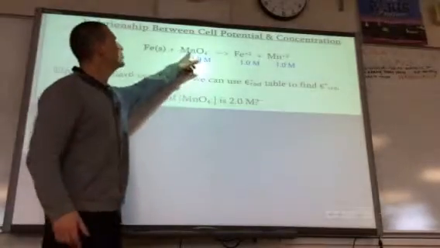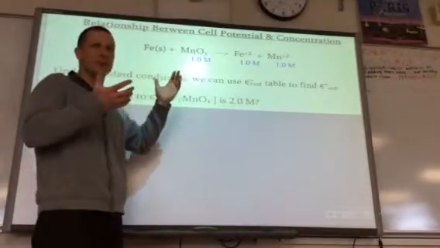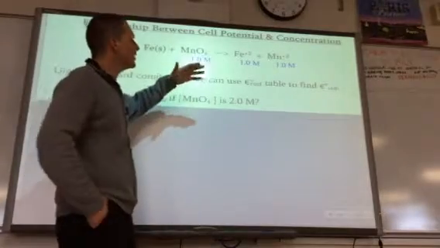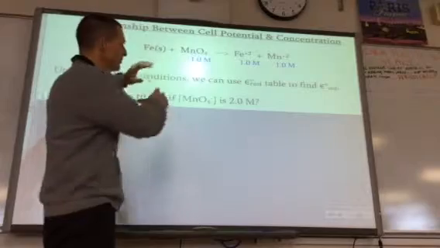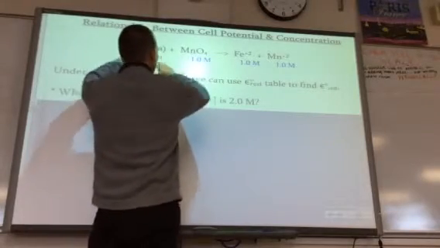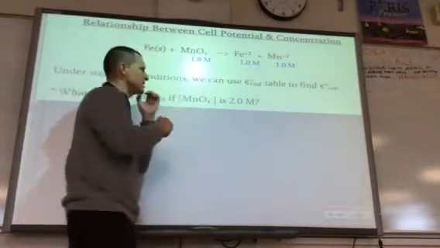So if we have two molarity for this, we can't use the table anymore. We're going to have to do something else. But what physically would happen is, that's a solid, so that we have an excess of compared to that stuff that's dissolved.